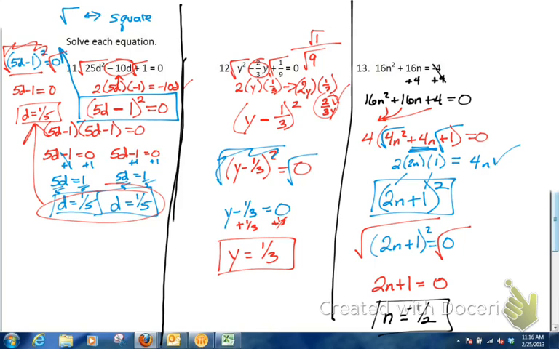Just a couple new tricks, new things you should learn about math. Undoing a square is square rooting, and you can use that to help you solve some problems. So that's it, and we will move on to the homework.